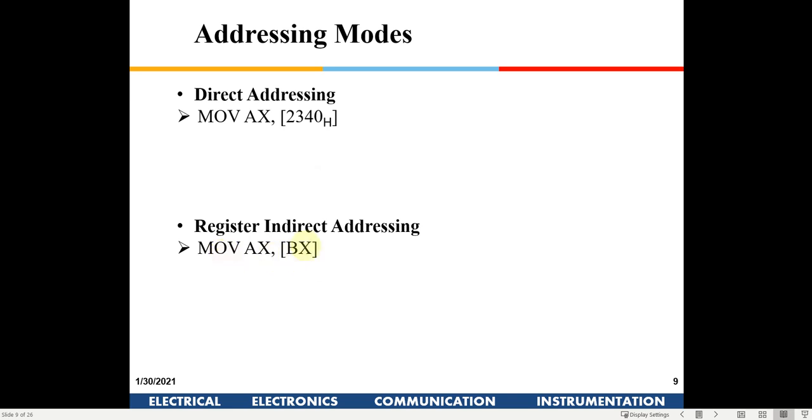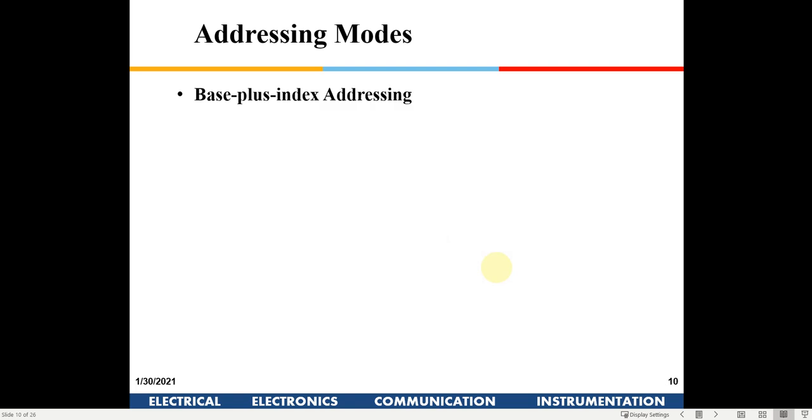Here MOV AX, [BX] means whatever is the contents in the memory location given by BX. If in BX I have, say, 1350, then whatever is in memory location 1350 will be moved to AX. Is it okay with everybody? Is this clear? Okay, let us move forward.